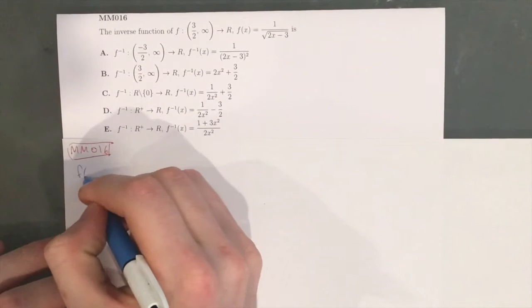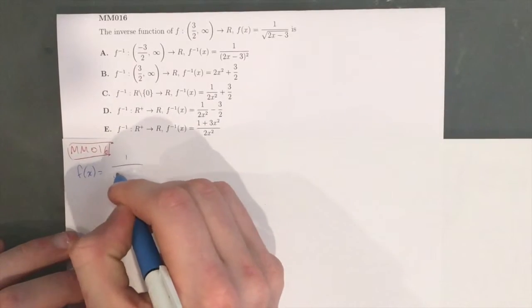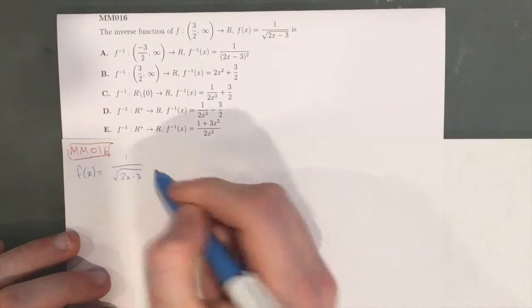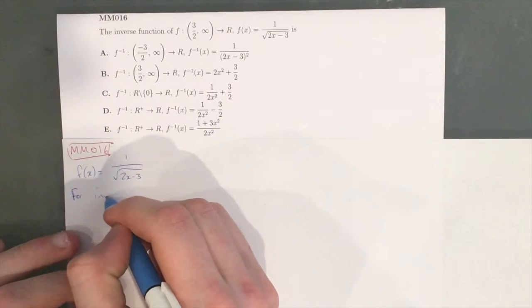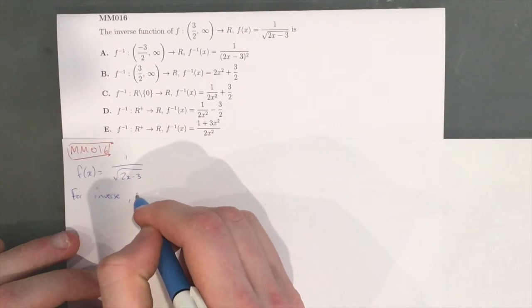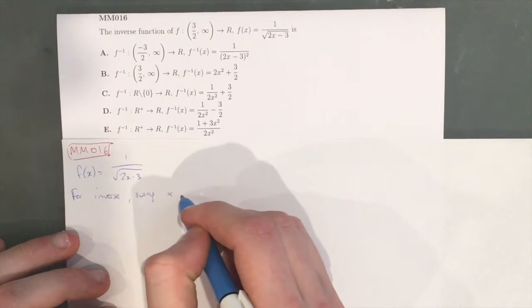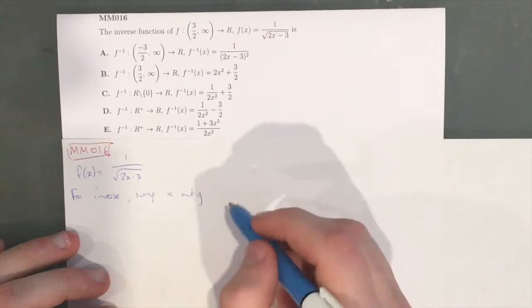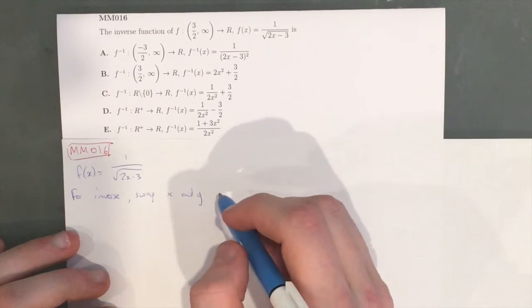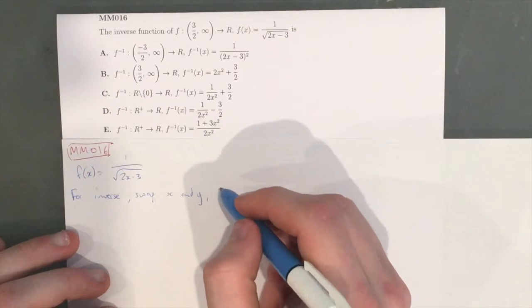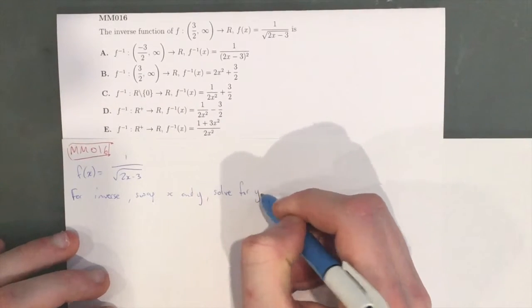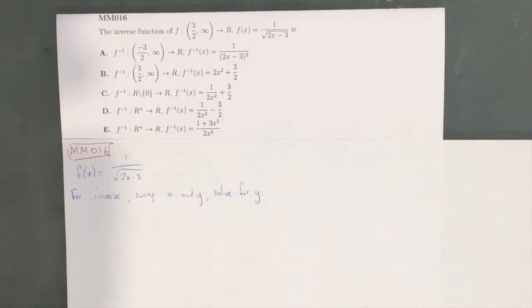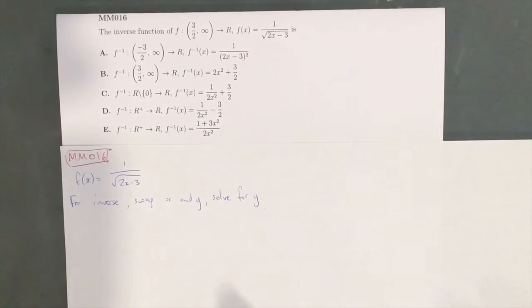So we know that f of x equals 1 over root 2x take 3. And to find the inverse, and I've mentioned this in a previous video, you always need to say, not as important for multiple choice questions, but for short answer where you need to explain yourself, this is very important: for inverse, swap x and y, then solve for y. Because if you just swap x and y, you've just created a new function out of nowhere. So just make sure you say this.